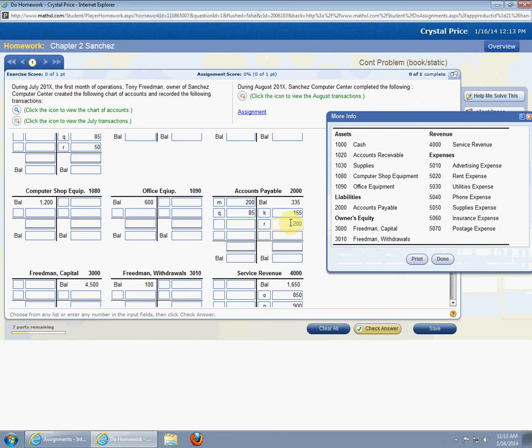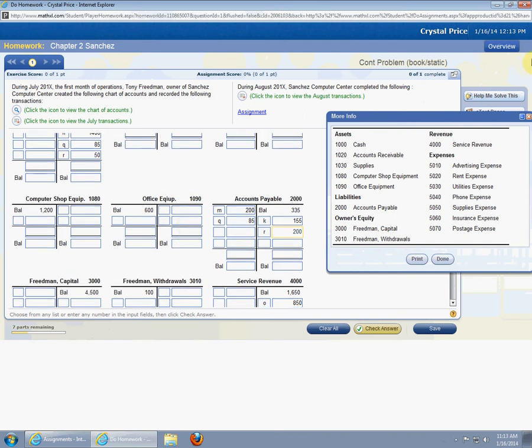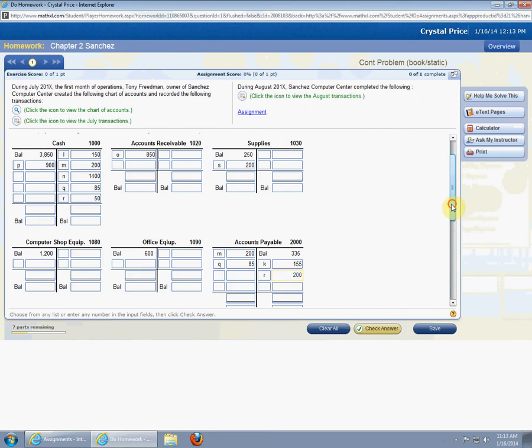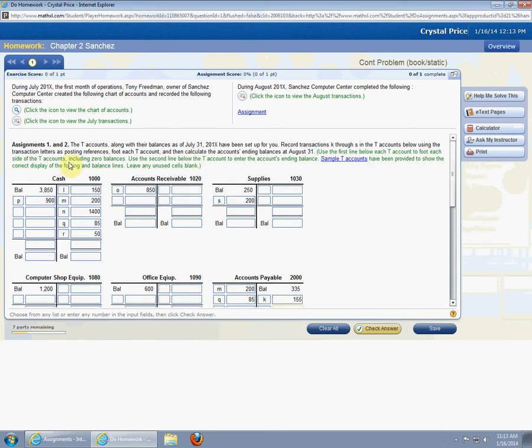Okay, now, any questions over those transactions? Let's go to the next step. Right here, they tell us they want us to foot each T account. Right now, we can't really tell what the balance of cash is. We can't tell until we foot the account. Foot the account means you add the left side and the right side.